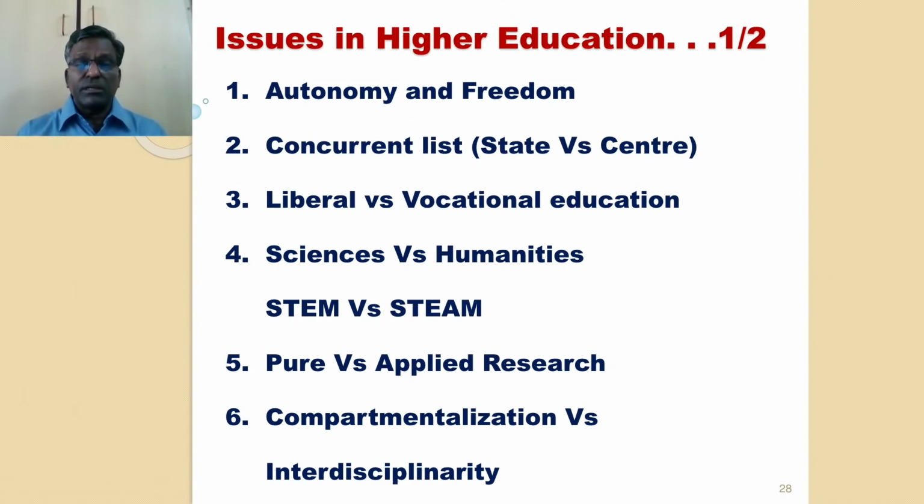Now, since education, particularly higher education, is in the concurrent list, it is the prerogative of both the state government and the central government. So, if you are teaching in a state college, if you are teaching in a state university, you come under the state government as well as the central government. So therefore, one major issue that college teachers and university teachers grapple with is the issue of autonomy, the issue of freedom. And this becomes all the more glaring because higher education is in the concurrent list. It is the prerogative of both the state government as well as the central government. So therefore, we are caught between the state government and the central government, and this is a major issue.